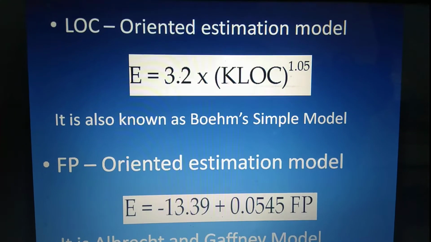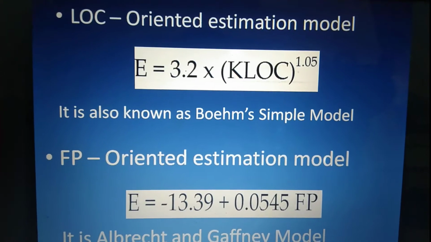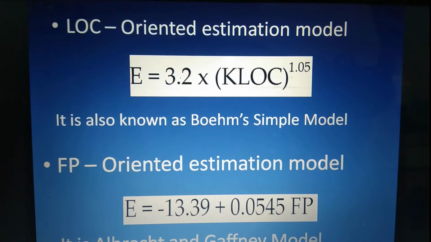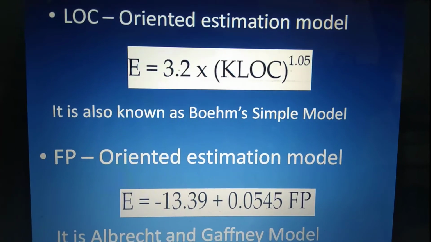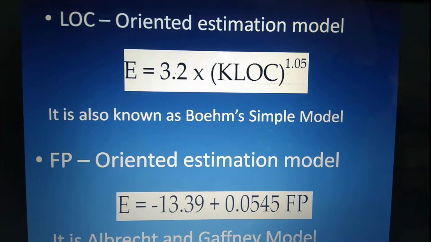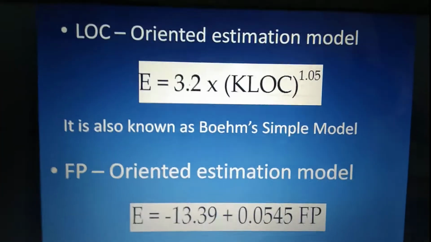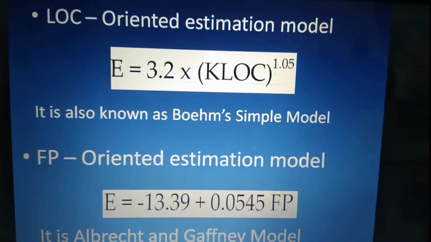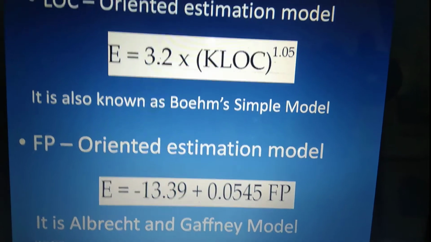We have two approaches to measure the size of the software. One is lines of code, that is called LOC oriented estimation model. Another one is function point oriented estimation model. The most accepted model is Barry Boehm's simple model, which is E = 3.2 × (KLOC)^1.05, where KLOC is kilo lines of code and E is the effort applied. And the function point oriented estimation model was proposed by Albrecht and Gaffney, where effort E = -13.39 + 0.0545 × FP.